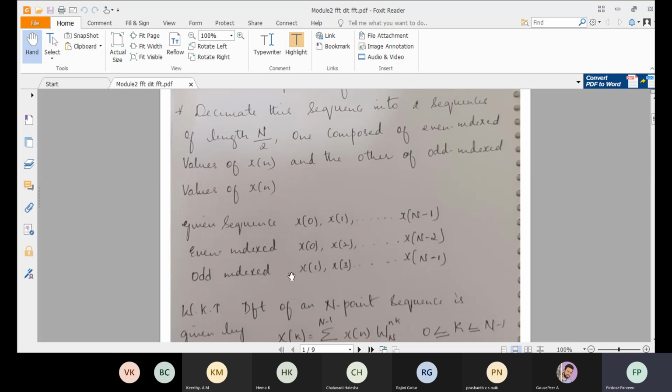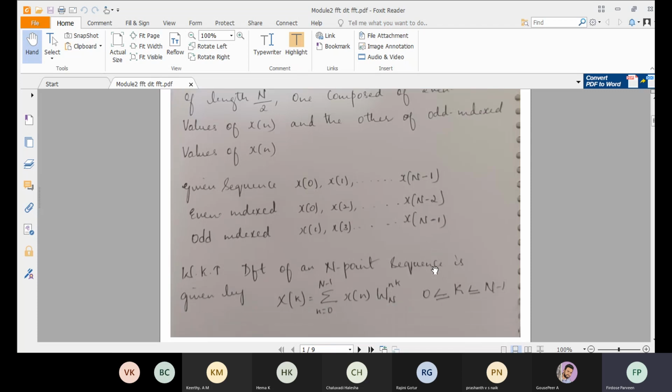So given the sequence x of 0, x of 1 till x of N minus 2, x of N minus 1. The even sequence will be x of 0, x of 2, x of 4, x of 6, till x of N minus 2. In the same way, the odd index sequence will be x of 1, x of 3, x of 5, x of 7, x of 9 till x of N minus 1.